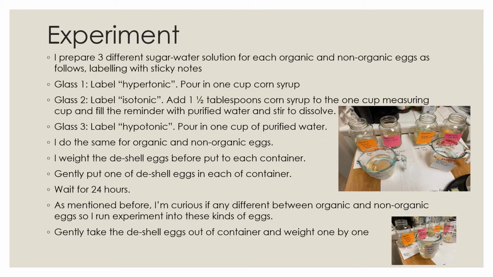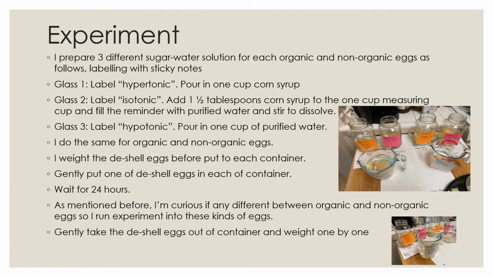So for this experiment, as I watch for organic and non-organic eggs, I prepared 3 different sugar water solutions for each of the organic and non-organic eggs as follows. I labeled the first container hypertonic and poured in 1 cup of corn syrup. The second container I labeled isotonic by adding 1½ tablespoons of corn syrup to the 1 cup measuring cup and filling the remainder with purified water, then stirring to dissolve.